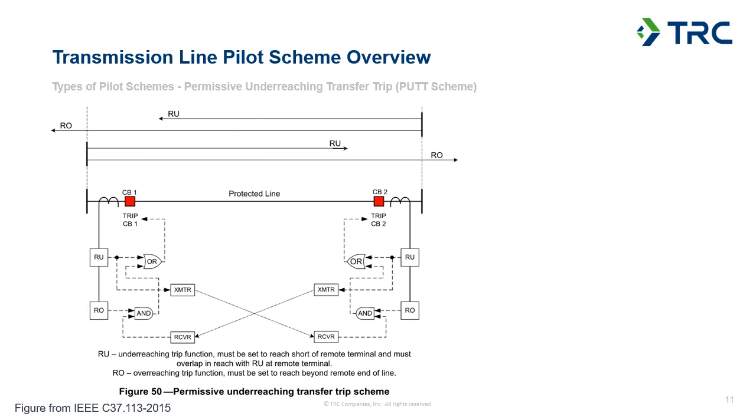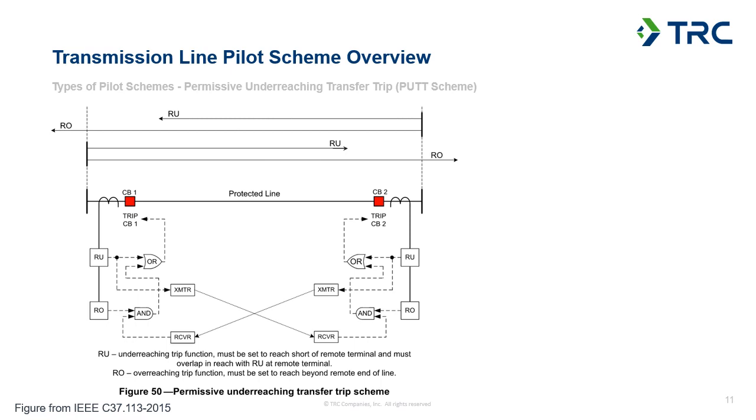So you can see up at the top here, I've got two elements on each terminal, an RO, or my overreaching element for that relay, and an RU, which is an underreaching element. And the scheme is going to operate in a way that the underreaching element, similar to a step distance scheme, will trip the local breaker directly without receiving a permissive signal from the remote end.